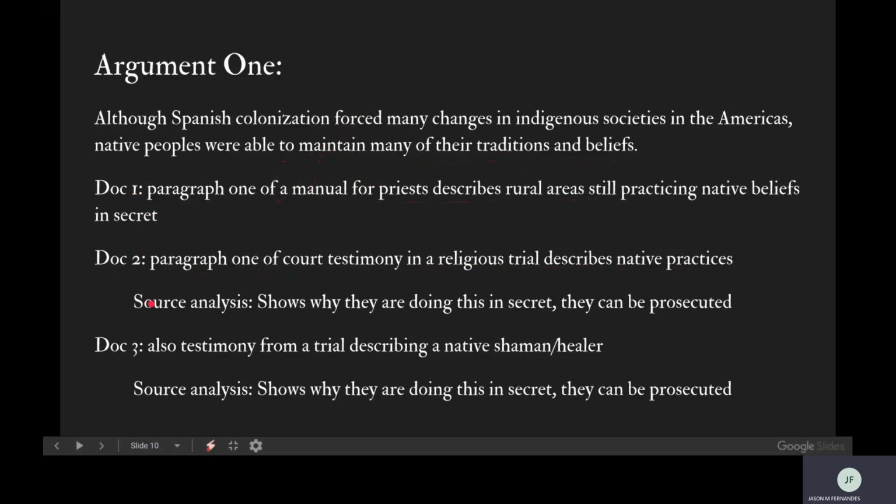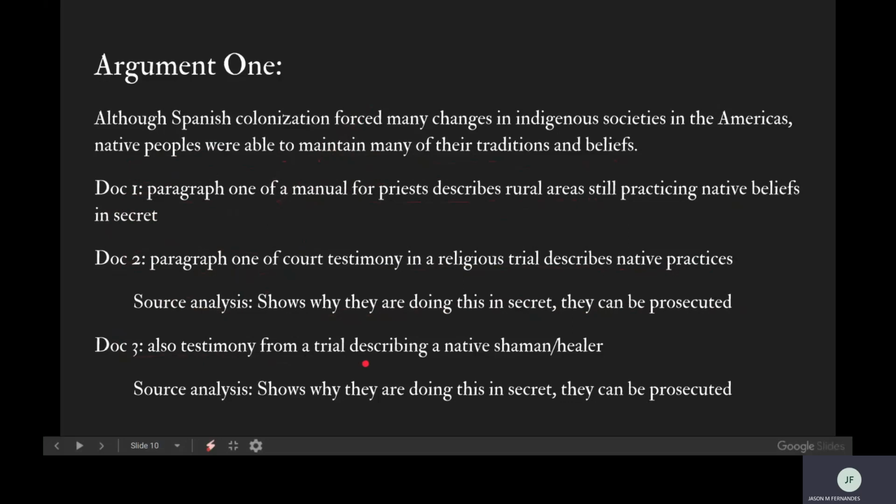And this is where you get into your source analysis, right? This is where you can come back to, well, why are they doing this in secret? Now we know, right? This source itself tells us that if you don't do this in secret, you might get caught, right? And if you get caught, you're going to be prosecuted because this document is literally from a trial, right? It's witness testimony, okay? So you can use that to strengthen this argument that, yes, they're continuing these native beliefs, but they're having to do it in secret.